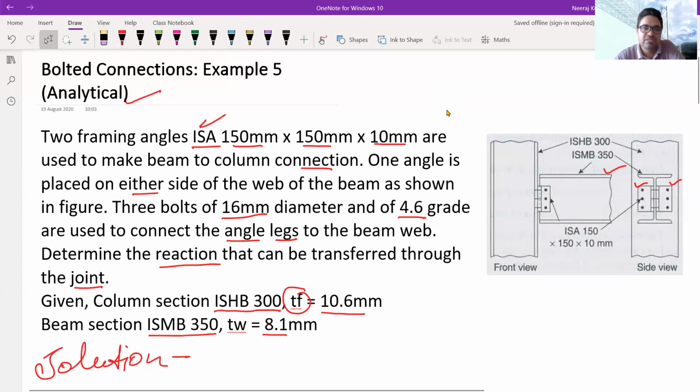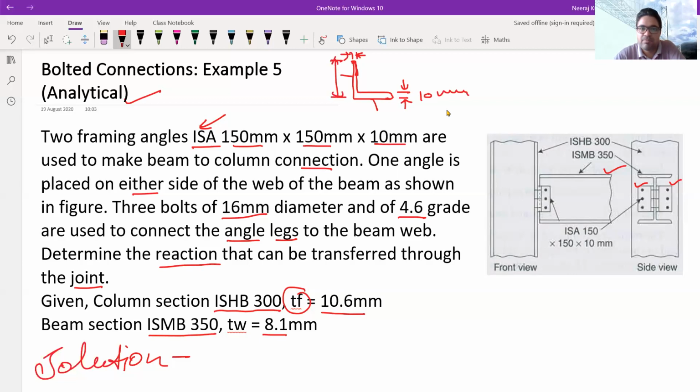ISA is the Indian Standard Angle, and the dimension is 150 by 150 by 10 mm. How do we show that in the diagram? Well, angle sections look like this. So this thickness is 10 mm. The same thickness will be here also, 10 mm. This is one leg, and this is the second leg, and this is the thickness. So the width of one leg will be 150, and the width of this leg will be 150.